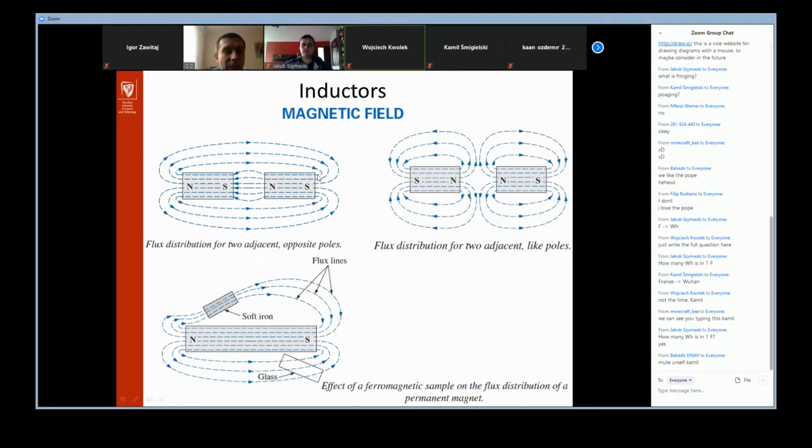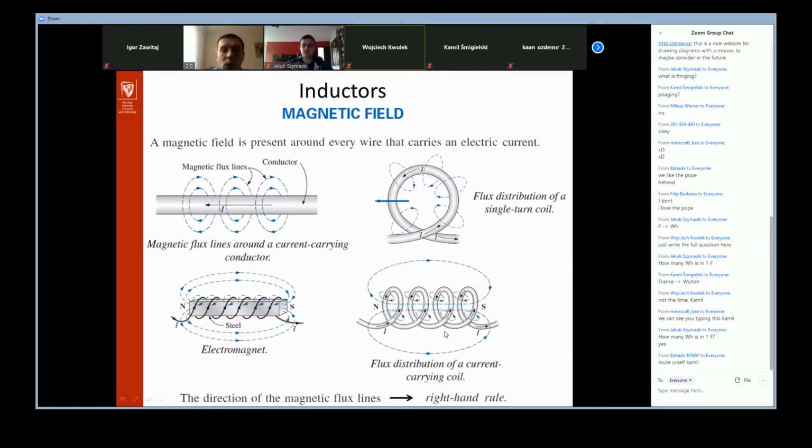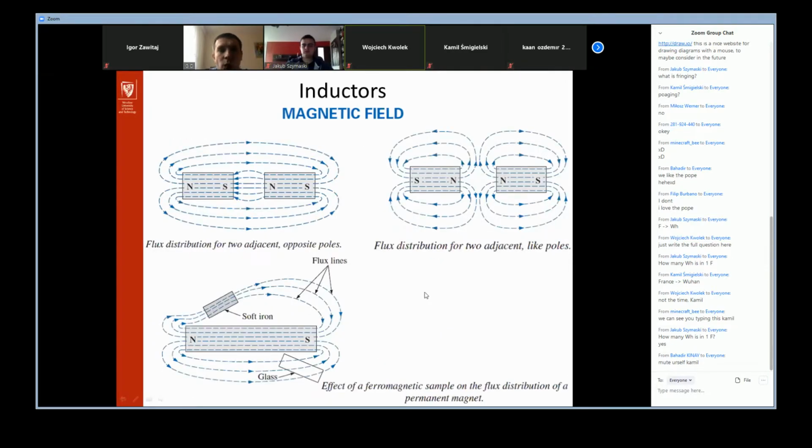So from the north it should go back to the south. What about when we have two magnets connected together with the same poles? Of course, there's a repelling force here. Why? Because the magnetic flux lines look like that, going from north to south.